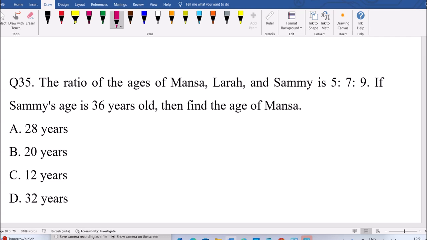See, very simple. I can say Mansa's age should be divisible by 5. Only one option is divisible by 5, this one. Mansa's age should be divisible by 5. Lara's age, if they ask, I can go for 28 divided by 7. Only one option is divisible by 7, that one. This is Sami's age. Sami is 36, so into 4. And Mansa is into 420.